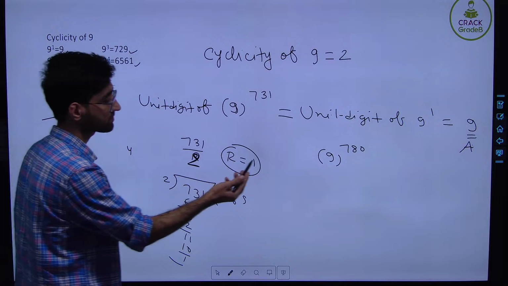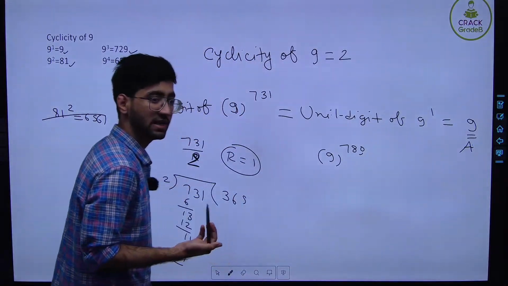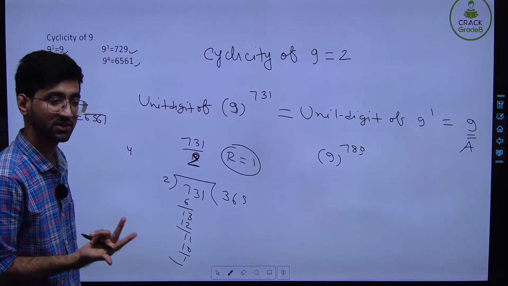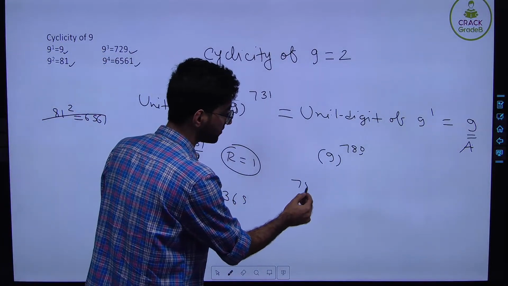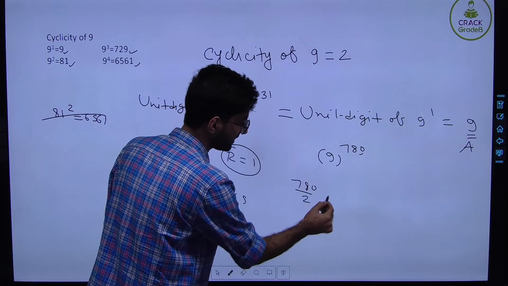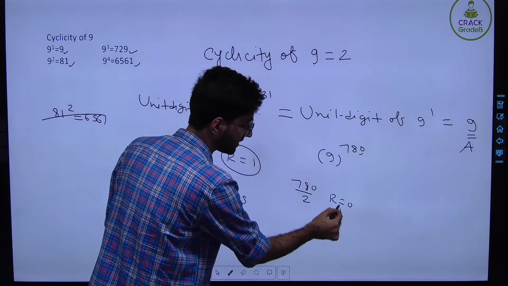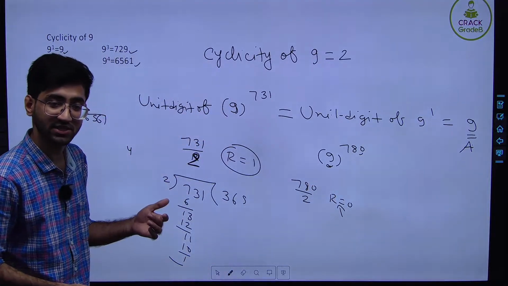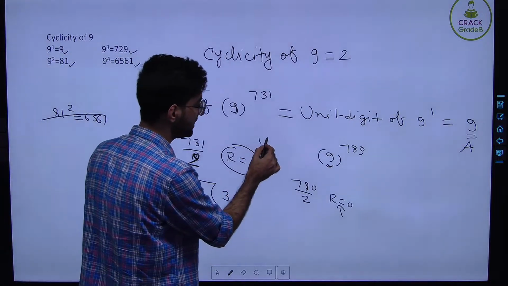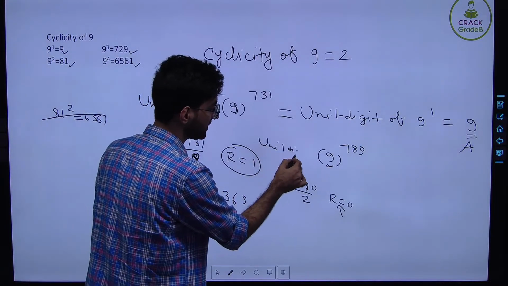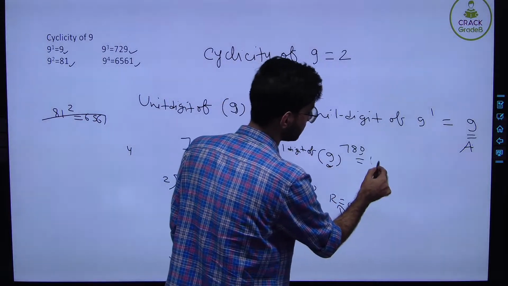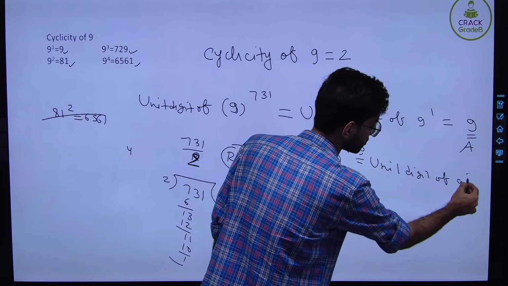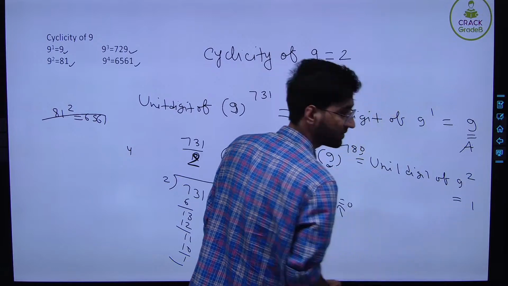Okay, see, we have to divide 780 by the cyclicity of 9. The cyclicity of 9 is 2. So if you divide 780 by 2, you will get remainder 0, right? And if you get remainder 0, it means you will have to think about the cyclicity of 9. The cyclicity of 9 is 2, means the unit digit of 9 to the power 780 will be equal to the unit digit of 9 to the power 2. So obviously the answer will be 1, right?